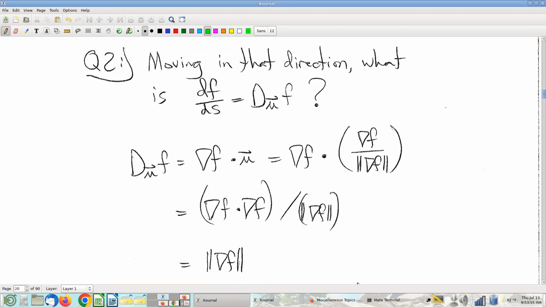Second half of the observation is, okay, cool. So we've decided what direction we're going to go. We're going to go in the direction of the gradient. That's what makes our directional derivative as big as possible. Cool. This is as big as it can get now. So how big is it? I mean, if it's as big as it can get, you'd probably want to know how big that actually is.